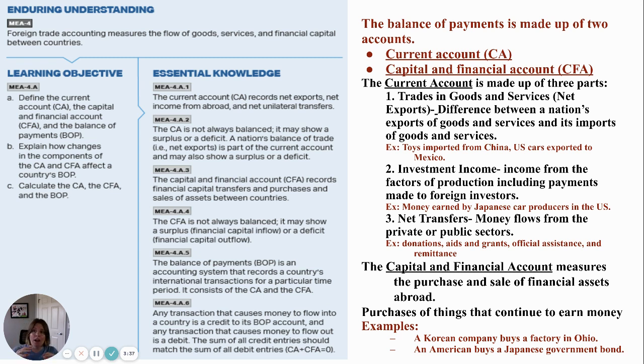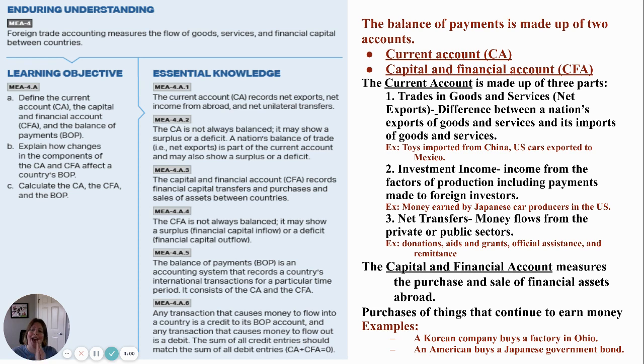But also American citizens and immigrants that come here will send money abroad to family members or friends, basically. And those are also transfer payments that would go in the current account. We call money sent to family members remittance. The capital and financial account basically measures the purchase and sale of financial assets abroad.